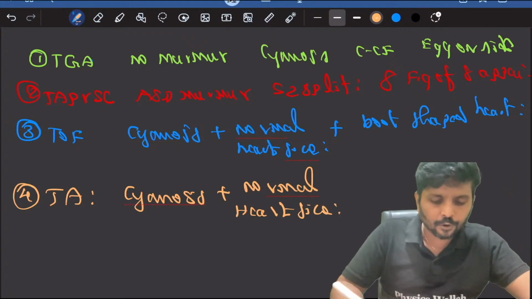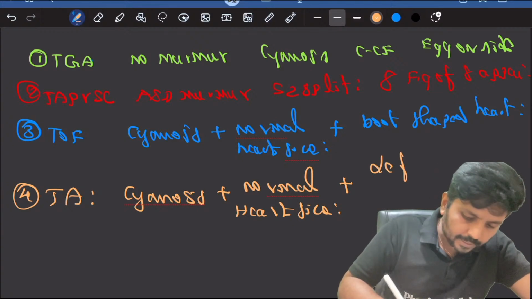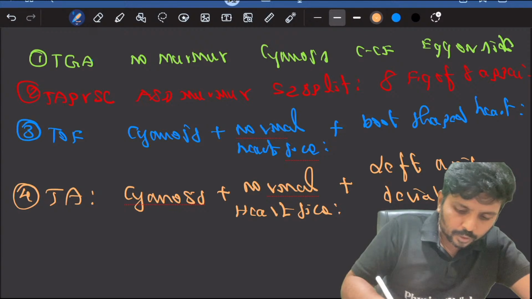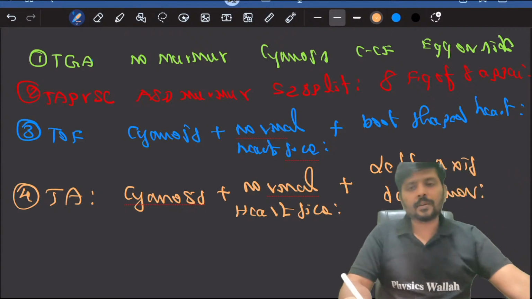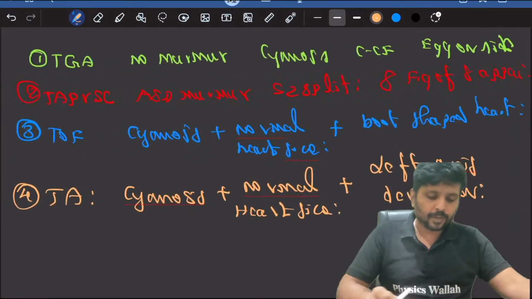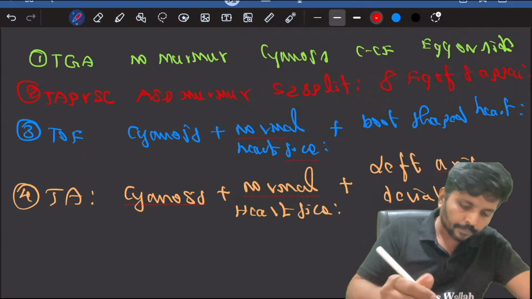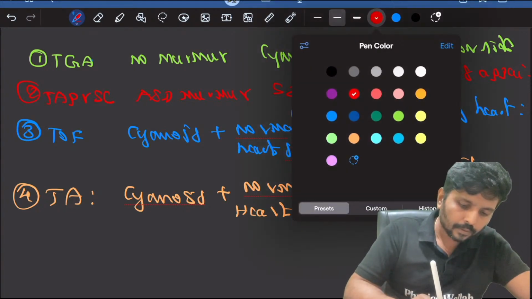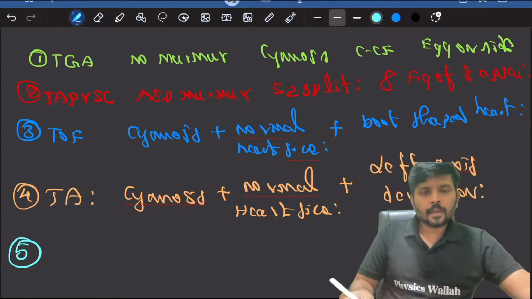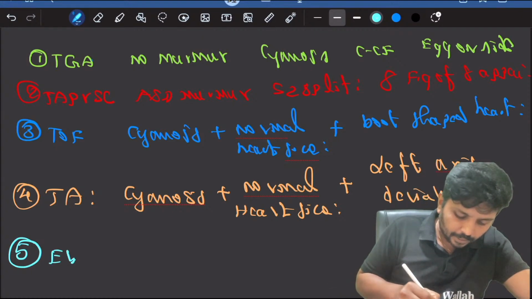In the 3 and 4, normal heart size plus very important left axis deviation, because totally the right heart, it is nothing but right heart hypoplasia. Tricuspid atresia. And finally you have Epstein's anomaly.